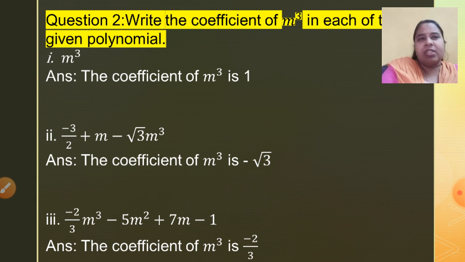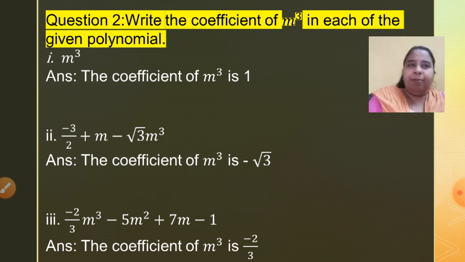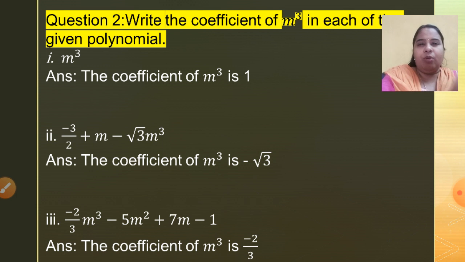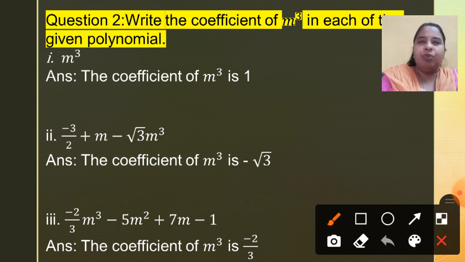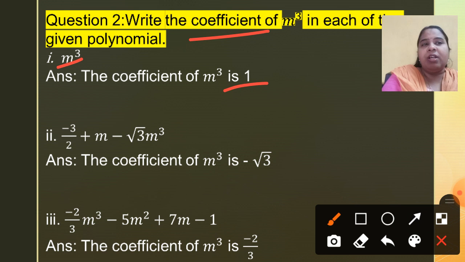Look at this. This is the next question. Very easy again. Write the coefficient of m cube in each of the following polynomials. You just have to search for the coefficient of m cube. Nothing is written means coefficient is 1. What is the meaning of this word coefficient? Coefficient means the numerical value which is written before the variable.